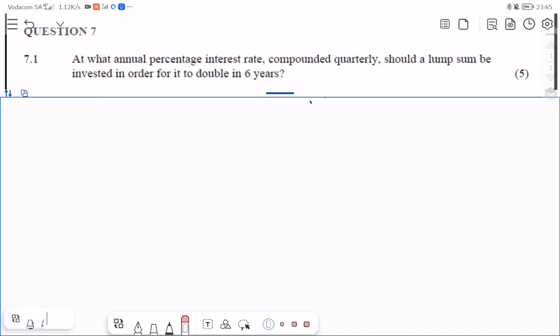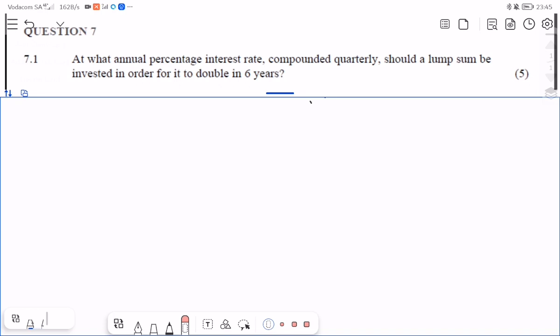Question 7.1. At what annual percentage interest rate, compounded quarterly, should a lump sum be invested in order for it to double in 6 years? What we need to do first is to write all the given information down.